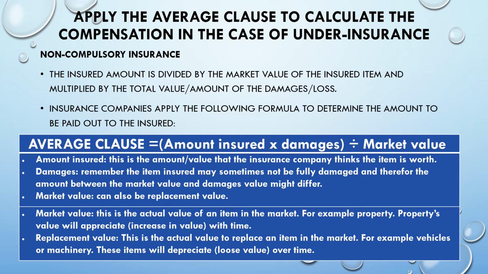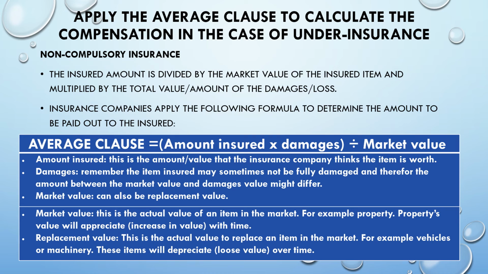Here's the formula for average clause. You are going to multiply the amount that was insured at the insurance company with the damages, and then you're going to divide that by the market value. The amount insured is what the insurance company thinks the item is worth, or what you told them it's worth, or what they assessed. But in between, you can add stuff on. And therefore, your market value might have increased over the period of time, and therefore the amount that they think you have and the actual value of the item is different.